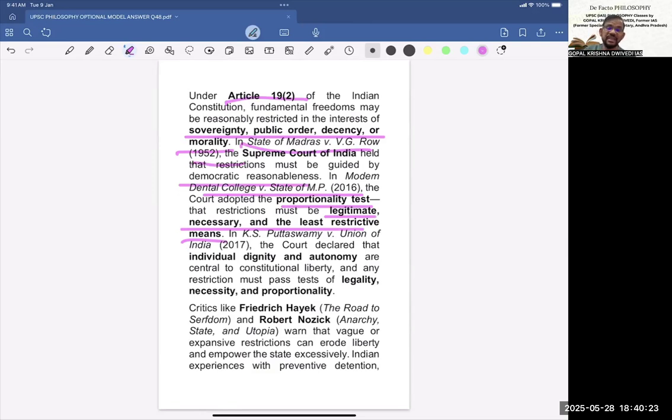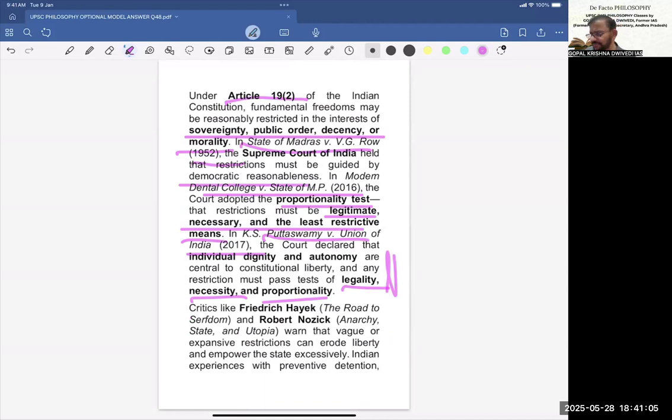Then another Supreme Court case, K.S. Puttaswamy versus Union of India. This is a 2017 case. The court declared that individual dignity and autonomy are central to constitutional liberty, and any restriction must pass the test of legality, necessity, and proportionality. So these three principles were given in this case. The Supreme Court has enunciated that any restriction, to be reasonable, has to pass the tests of legality, necessity, and proportionality. This is again very important. And all these are basically checks on unreasonable restrictions which can be imposed in a democracy.